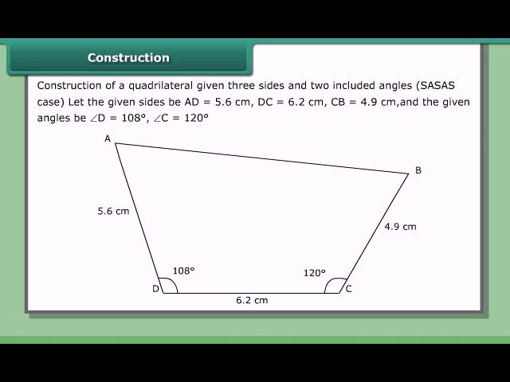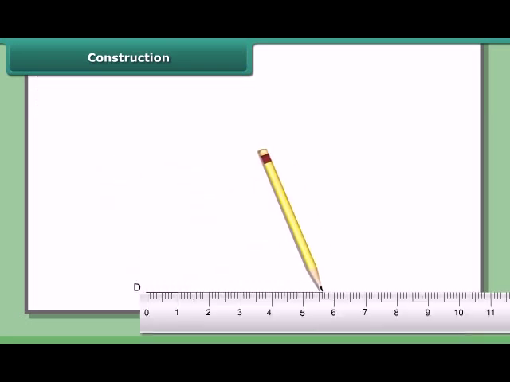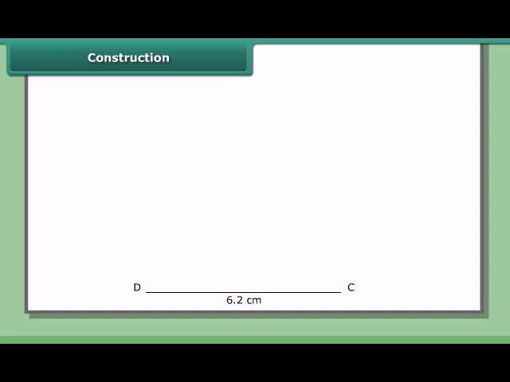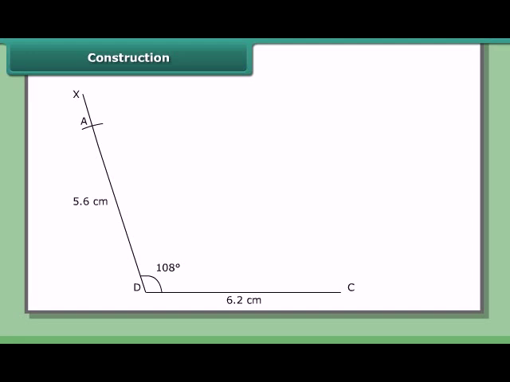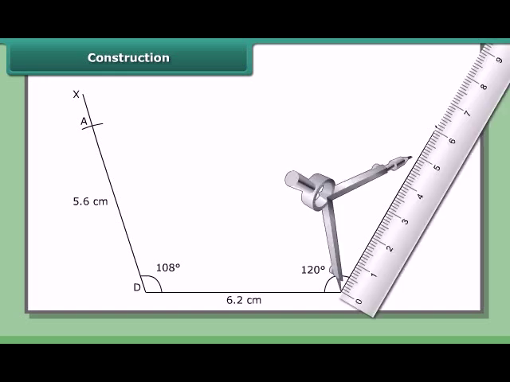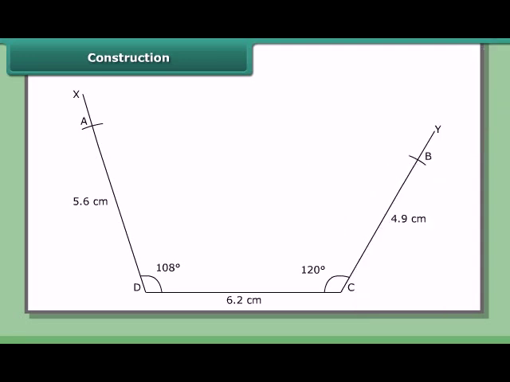In this case, we do not need to construct the quadrilateral by constructing two triangles. Draw DC as 6.2 cm. At D, draw angle CDX as 108 degrees. With D as center and radius as 5.6 cm, cut off DA as 5.6 cm on the ray DX. At C, draw angle DCY as 120 degrees. With C as center and radius as 4.9 cm, cut off CB as 4.9 cm on the ray CY. Join AB. Then ABCD is the required quadrilateral.